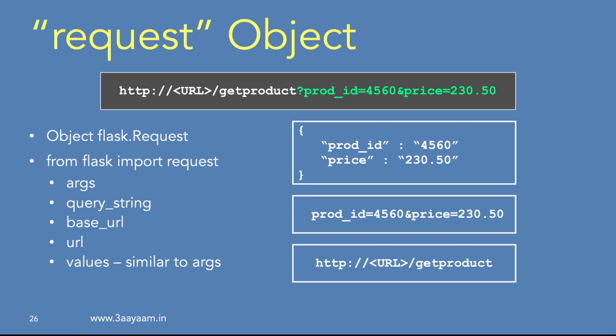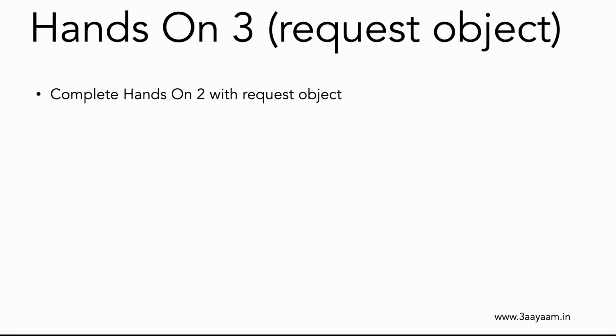Then we have another variable called request.values, which is similar to args, wherein we get the parameter names and their corresponding values in a dictionary. So this is the introduction of the request object. Let's open PyCharm and do some hands-on. In this hands-on, we'll complete whatever we had done in the previous hands-on with the request object. So we'll capture parameter 1, then we'll capture parameter 1 and parameter 2, and that's it. That's how we'll do the hands-on using the request object rather than using the Flask class.